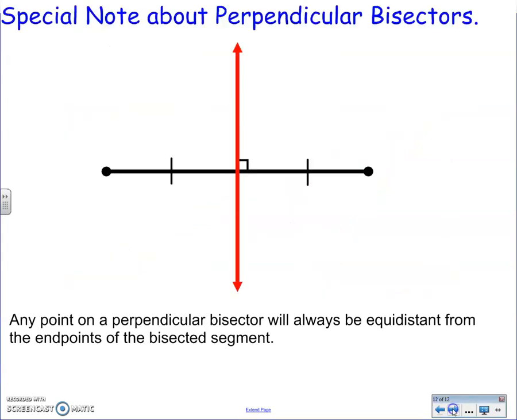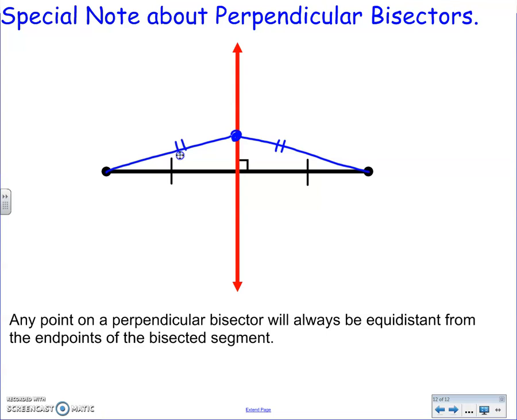All right, last slide. That's all four. There's a special note about perpendicular bisectors. Notice that the red line is a perpendicular bisector because it cuts this black line segment in half. That's the midpoint and has 90 degrees. Down here it says any point on the perpendicular bisector will always be equidistant, I mean the same distance, from the endpoints of the bisected segment. For example, if I have a point right here, is this blue line supposed to be equal to this blue line? The answer should be yes, because this basically makes an isosceles triangle.